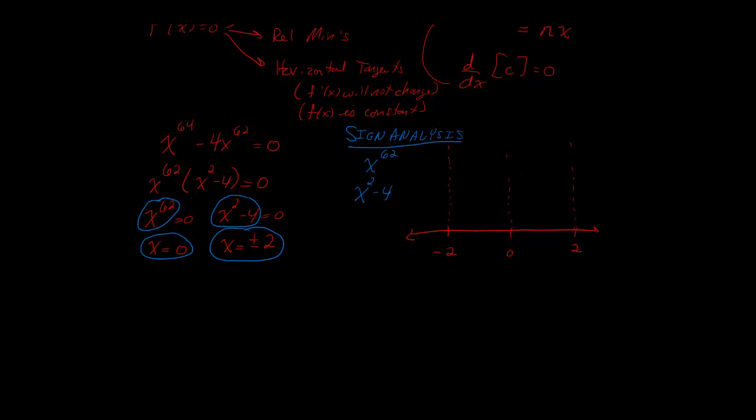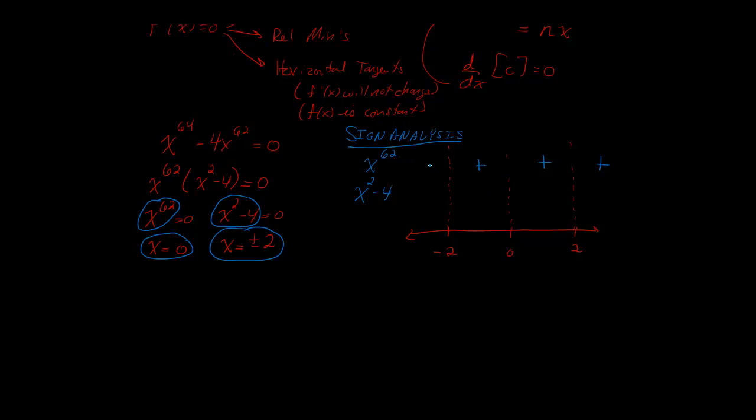Now if we look at x to the 62nd, we recognize that this corresponds to a value of 0. The nice thing about this factor is that since x is raised to an even exponent, no matter where we are on the number line, when we plug that in, x to the 62nd will always be positive. If we pick a value to the right of 0, that will be positive, and to the right of 2 will be positive. Picking a value between -2 and 0, like -1, that will also be positive.